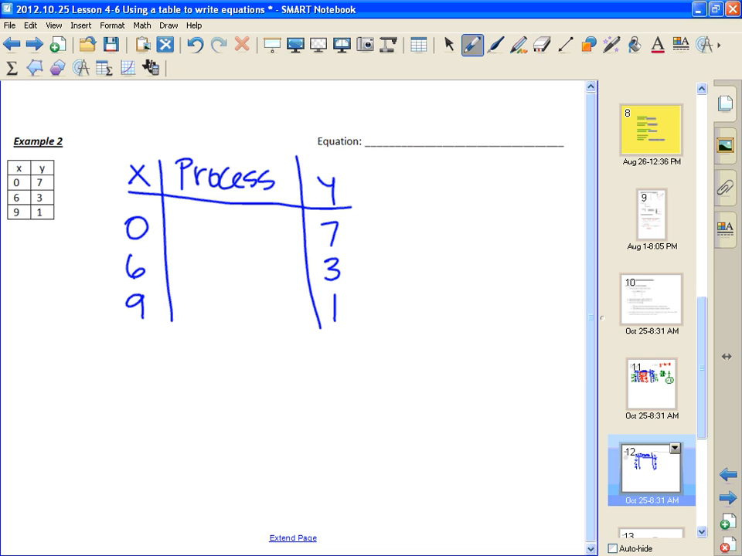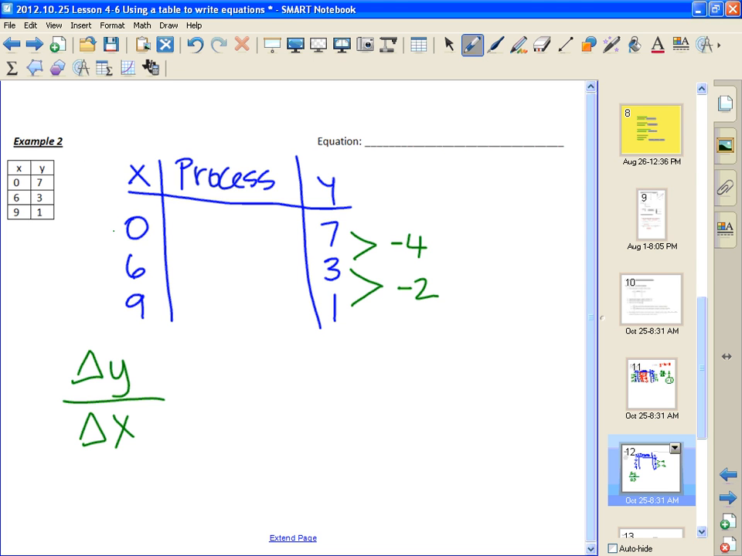Remember, the thing that you're always going to look for first is your change in y over change in x. So we're going to look at the y values first. From 7 to 3, how is our y value changing? Minus 4. And from 3 to 1? Minus 2. Just because you get different numbers here doesn't mean that you did something wrong, but you do have to go ahead and check your x values as well.